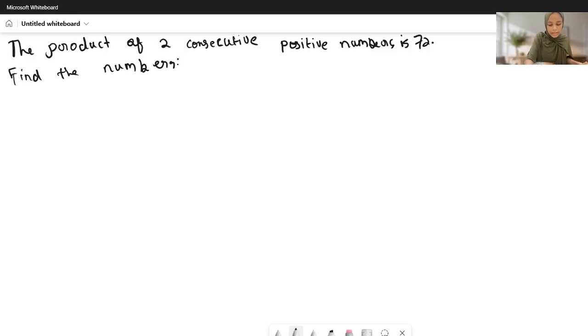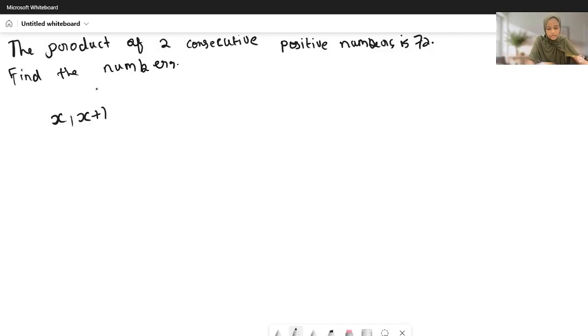Here, consecutive numbers are numbers that are next to each other. For example, 1 and 2, 2 and 3, 3 and 4. These are consecutive numbers because they are next to each other. Okay. So like that, the product of two consecutive numbers is 72. And here we don't know these numbers, so we can take it as x. And the next number is going to be x plus 1, which is the number after x. Okay, so these are the numbers we are going to be using.